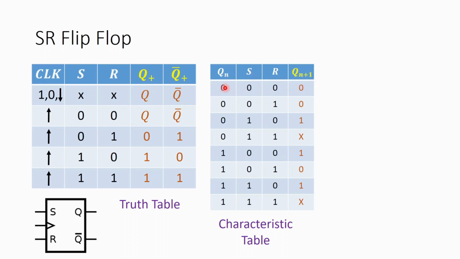So now we have 8 configurations because there are 3 inputs, and now we have to check for each particular configuration. We have to look back into the truth table and see what my next output would be. So like here, you know that S equals 0, R equals 0 will always give you the memory. So from the truth table, you know it will give you a memory. Q plus is Q. So Qn plus 1 would be Qn. So Qn is 0, Qn plus 1 is also 0. In this way you can form the characteristic table from the knowledge of the truth table.